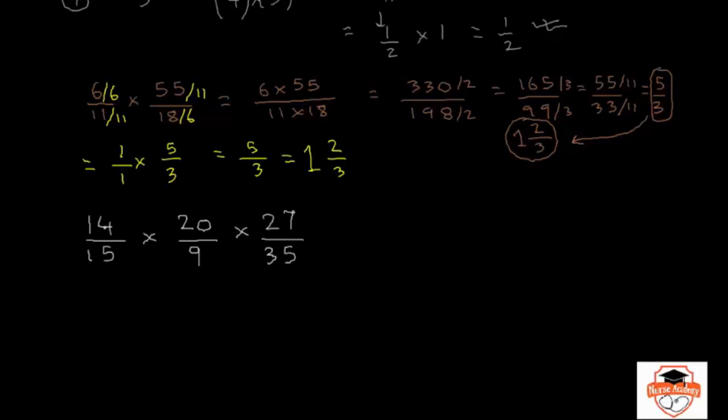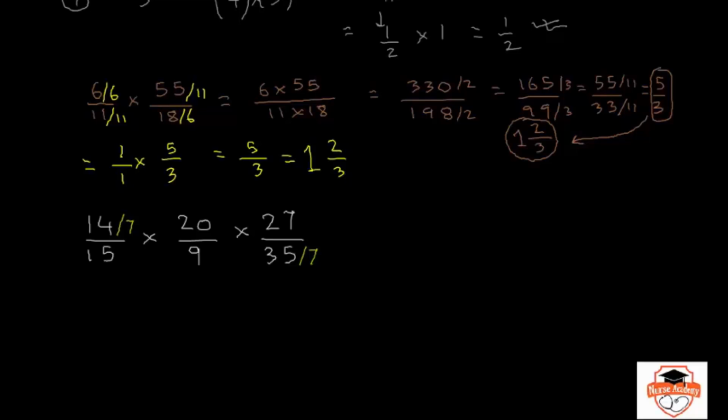Now imagine multiplying 14 with 20 with 27 and getting a big number on the top. Multiplying 15 with 9 with 35, getting a big number on the bottom and trying to simplify that fraction. That's going to take you time, right? I have a better idea. I know I can simplify any of these numbers on the top with any of the numbers on the bottom. I see a 14 here and a 35 here. So I'm just going to go ahead and divide both of them with 7.